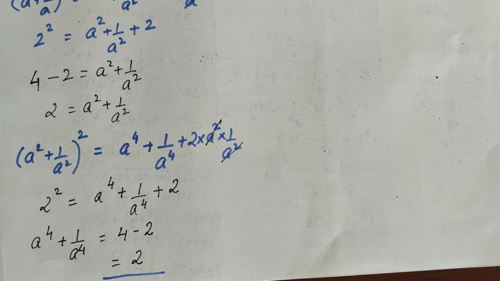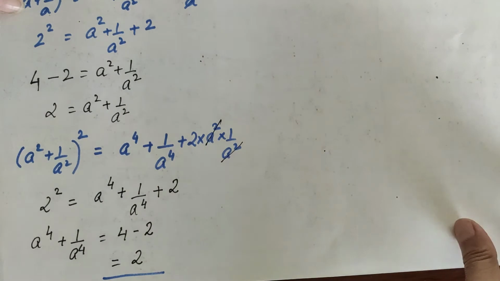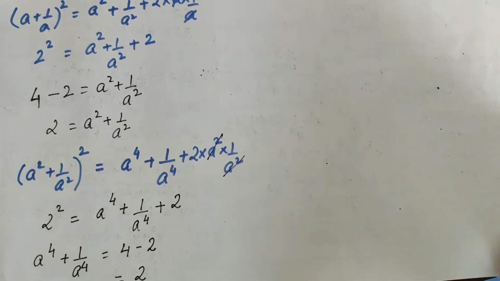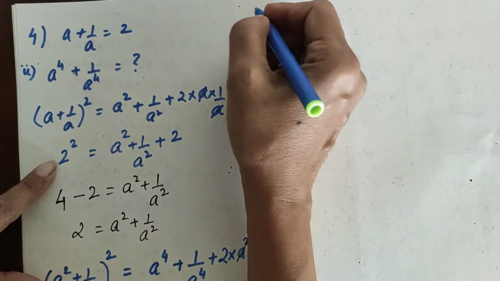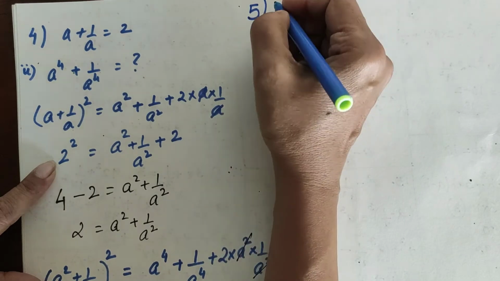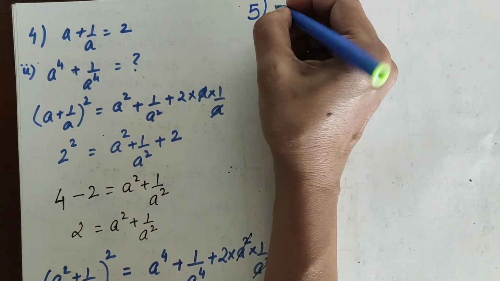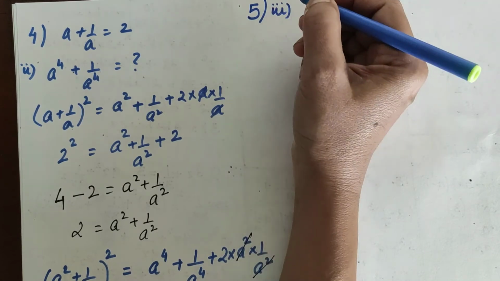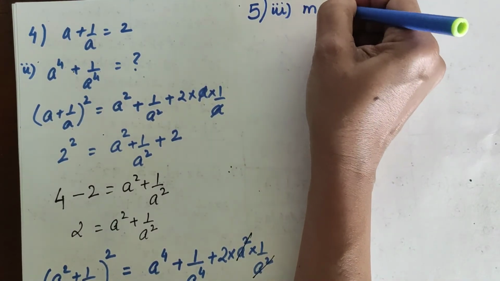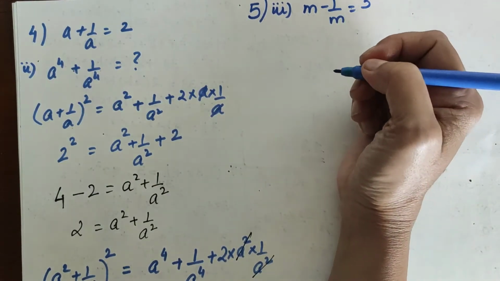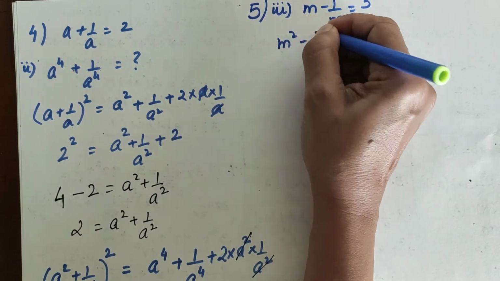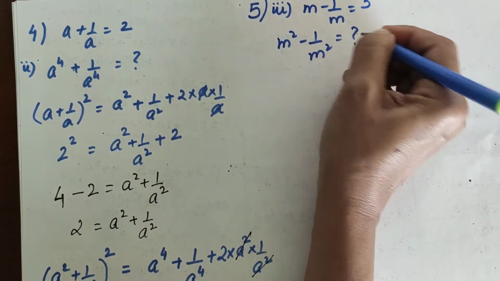Now I move to question number 5, part 3. I am doing only a few sums because all these sums are exactly the repetition of what you have done earlier. So I will do question number 5, part 3, where m minus 1 upon m is equal to 5 and we have to find m square plus 1 upon m square.